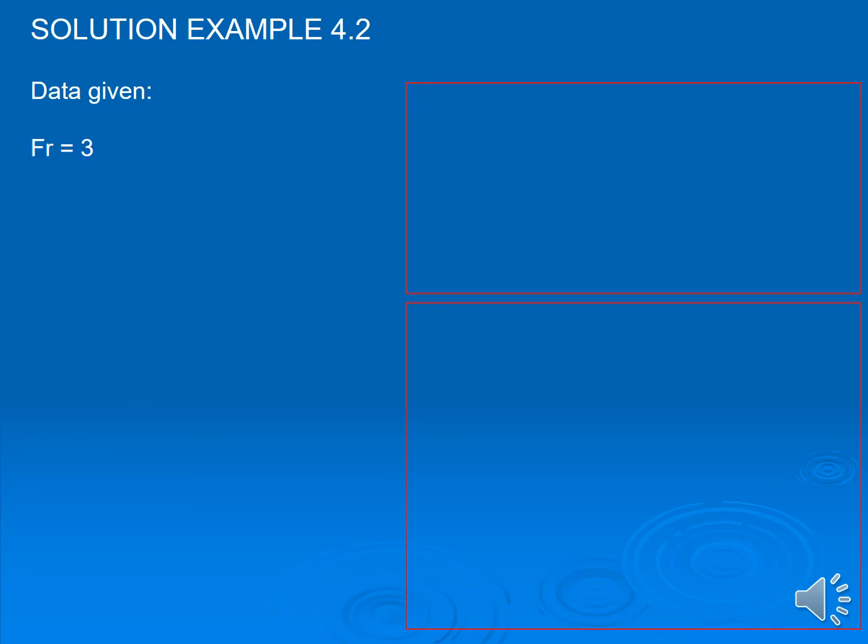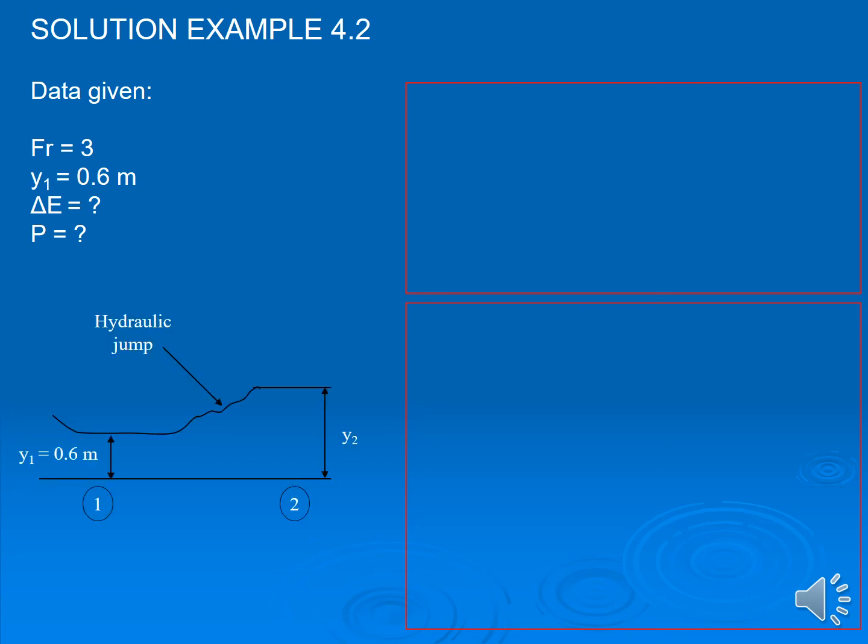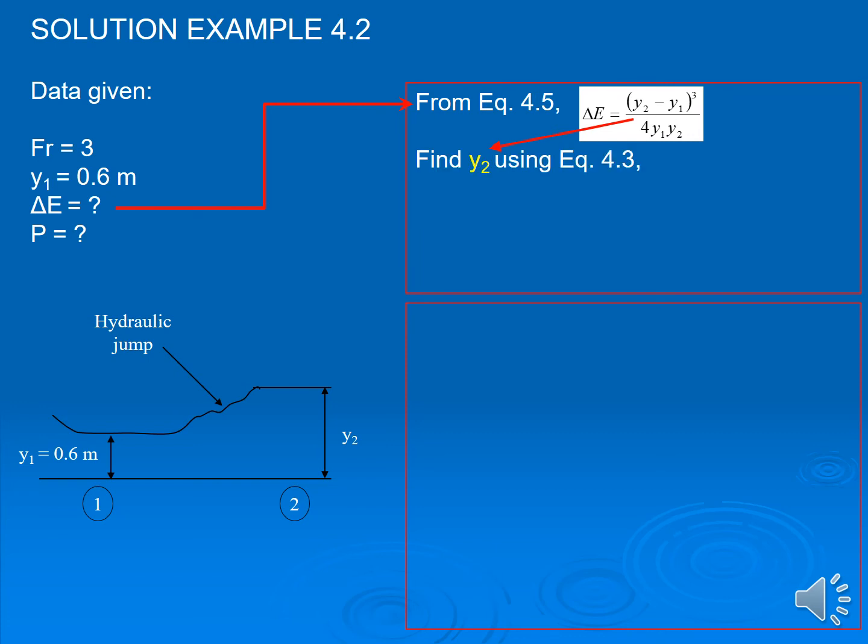First, outline all the given data in the problem: Froude number 3, Y1, the depth before the jump, is 0.6 meters, and you have to find delta E and P. Delta E can be obtained from equation 4.5. However, we don't have the value of Y2, so Y2 can be obtained using equation 4.3, the conjugate depth equation.